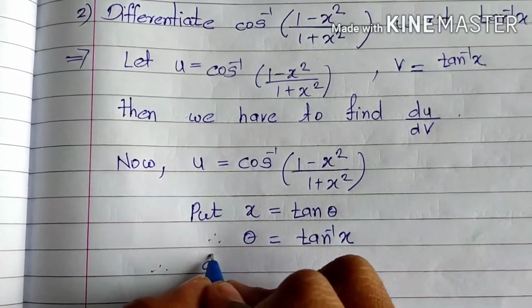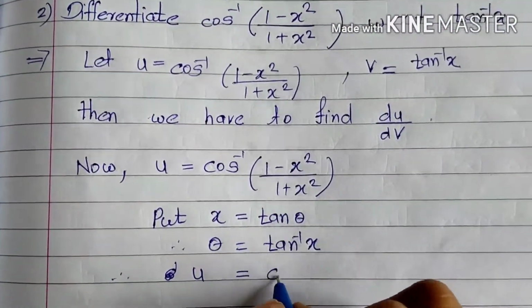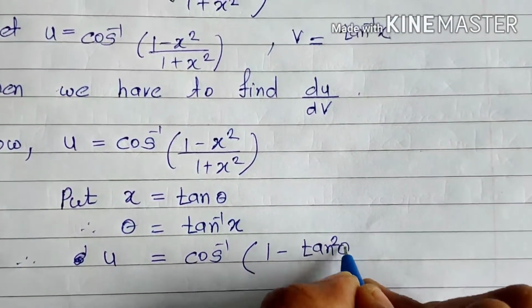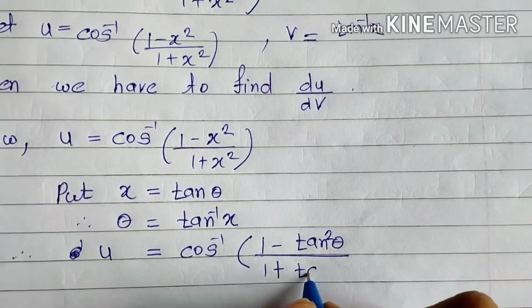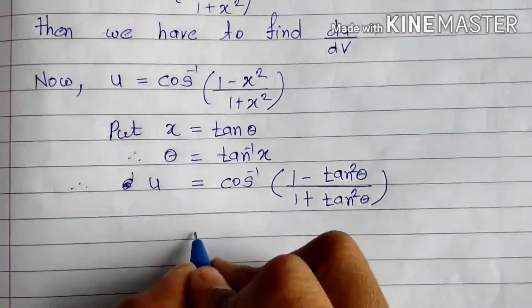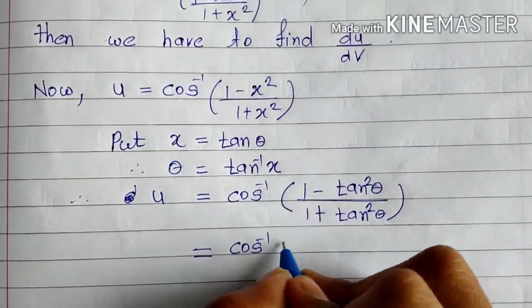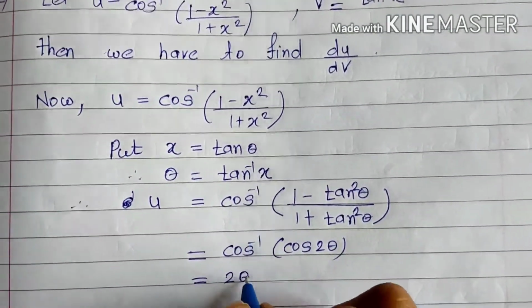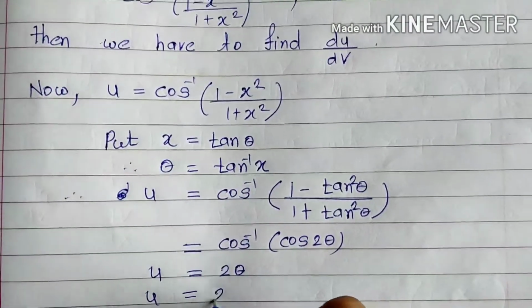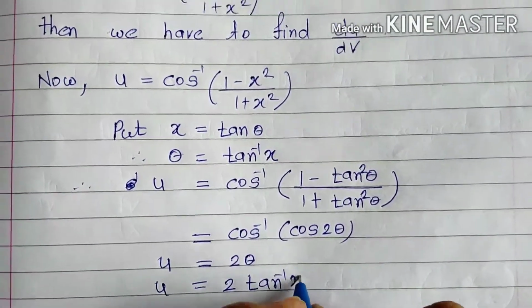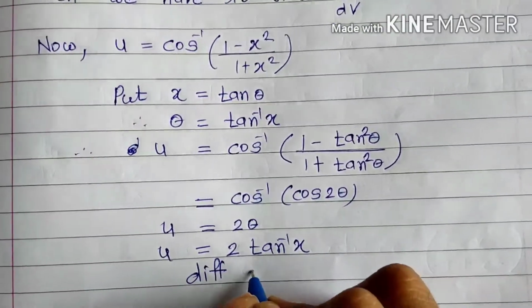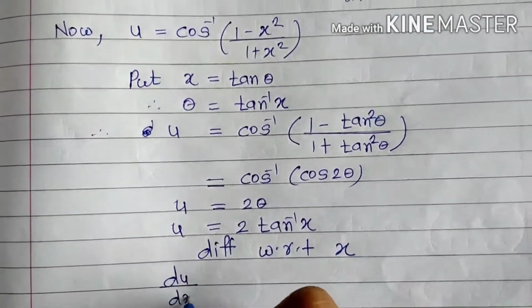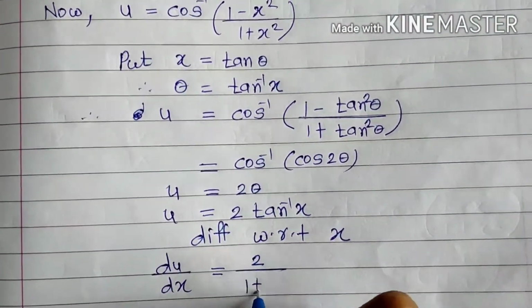Therefore u is equal to cos inverse of (1 minus tan square theta upon 1 plus tan square theta), which is the formula cos inverse cos 2 theta. So we get only 2 theta. U is equal to, now put the value of theta, which is tan inverse x. Differentiate with respect to x. So you get du upon dx is equal to 2 upon 1 plus x square.